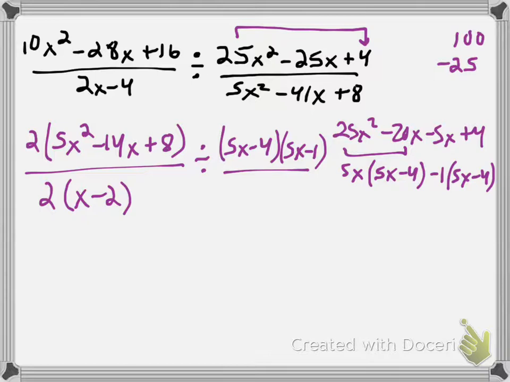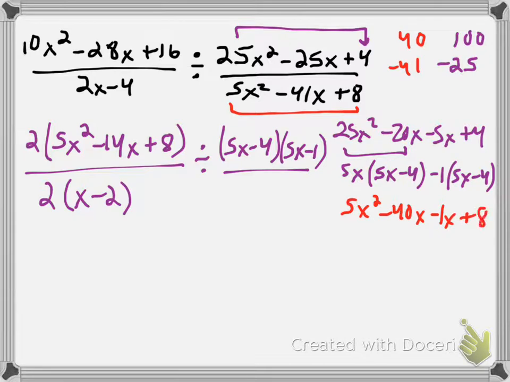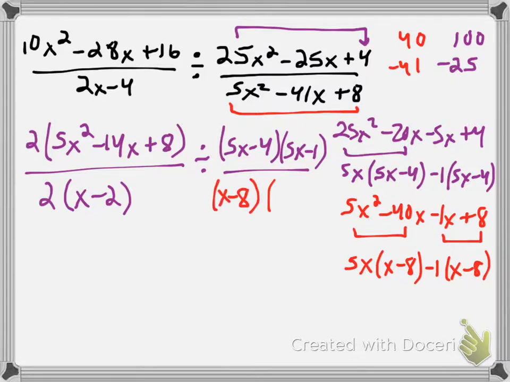Let's work again here. So moving on to the denominator, what multiplies to give me 40 and adds to give me negative 41? Well, that's going to be negative 40 and negative 1. So I rewrite my expression and I group. These have a 5x in common with an x minus 8. These have a negative 1 in common with an x minus 8. This big long expression has an x minus 8 in common, leaving me with a 5x minus 1.